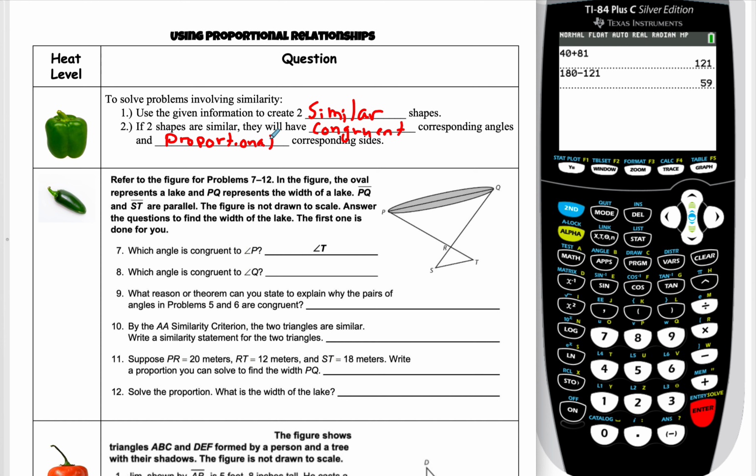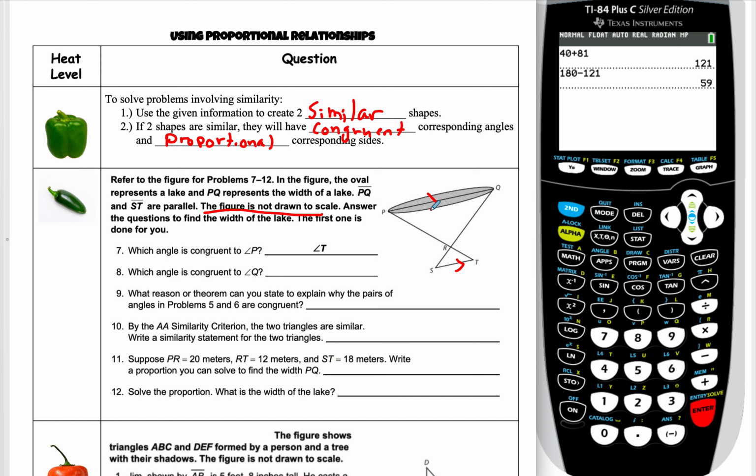Okay, so here's an example. Let's say this oval here represents a lake. PQ, this side, is the width of the lake. Now, PQ and ST, we're told, are parallel to one another. The figure is not drawn to scale, and you should assume in general they are not. Answer the questions to find the width of the lake.